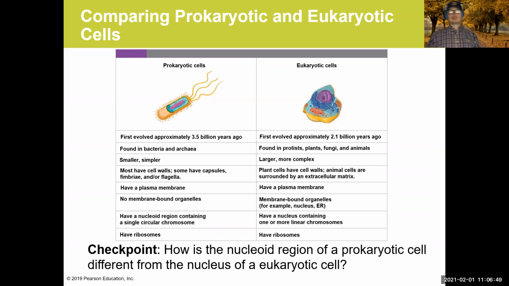eukaryotic cells differ from prokaryotic cells in that they're much larger and much more complex. They have membrane-bound organelles. They first evolved, we think, approximately 2.1 billion years ago, and we find eukaryotes in the Eukarya domain, and that domain is actually divided into a couple of different kingdoms: the plant kingdom, animal kingdom, fungi, and the protist kingdom.